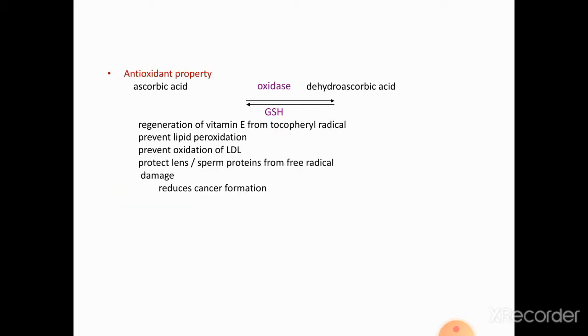Next, vitamin C has an antioxidant property. Ascorbic acid is getting converted to dehydroascorbic acid with an oxidase enzyme, and antioxidant properties include regeneration of vitamin E from the tocopherol radical and prevention of lipid peroxidation, prevention of oxidation of LDL, and it also helps in protecting the lungs and sperm proteins from free radicals, and it also reduces the formation of cancer.